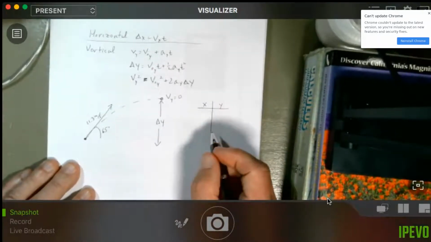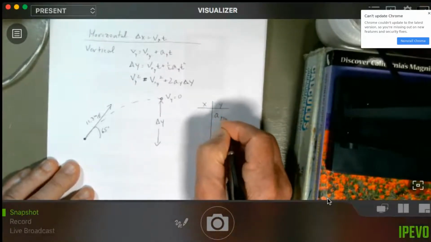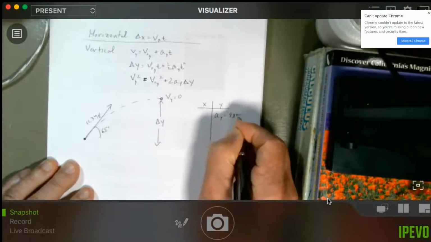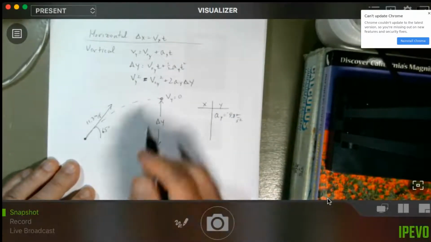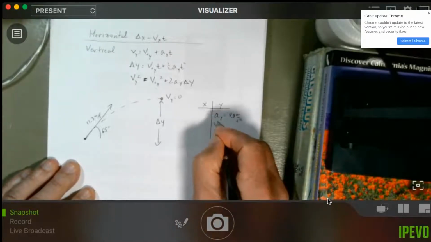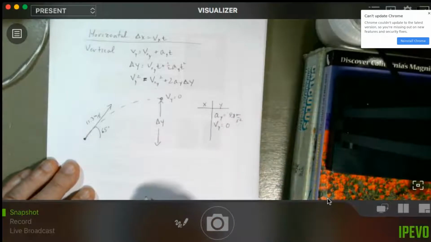So what have we got here? Well, in the y direction for any projectile motion problem, you always have this. You always have that the acceleration is negative 9.8 meters per second squared, because all projectiles are free falling. We also know that since at the end of the problem it's moving horizontally, your final velocity is 0. And what we're trying to find is the delta y.